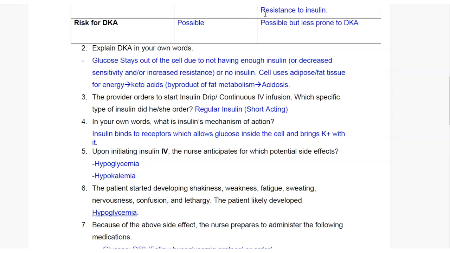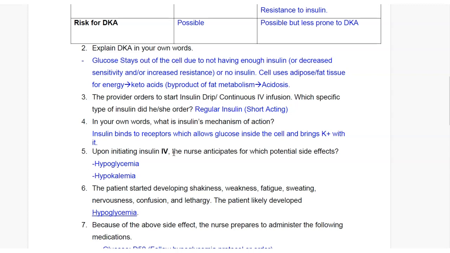Knowing that, next question, upon initiating insulin, the nurse anticipates which potential side effects? This is actually not just for IV. Either in subcutaneous form, if you administer insulin, your two most common and concerning potential side effects, based on the mechanism of action, are: number one, hypoglycemia, and number two, hypokalemia, so low blood sugar and low potassium. That's our main concern.